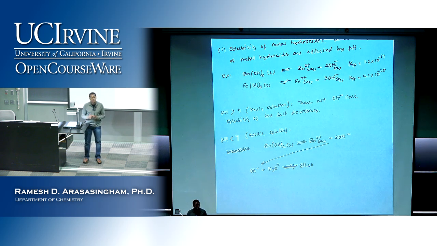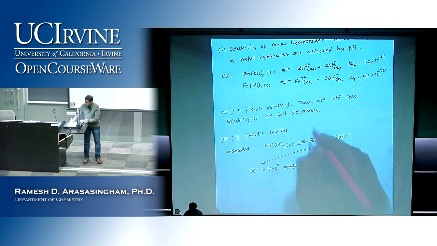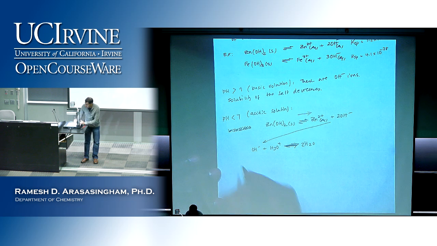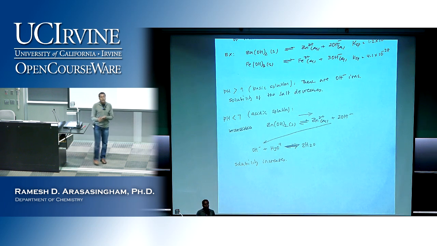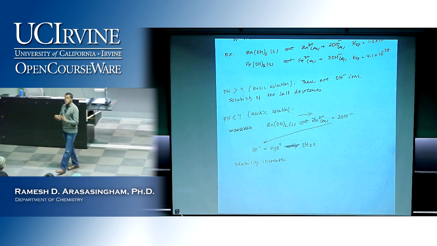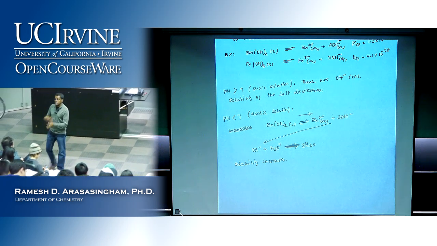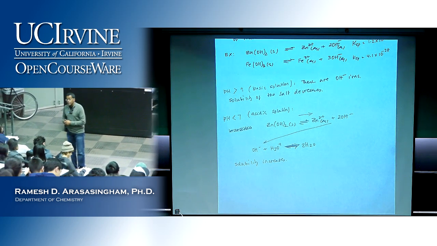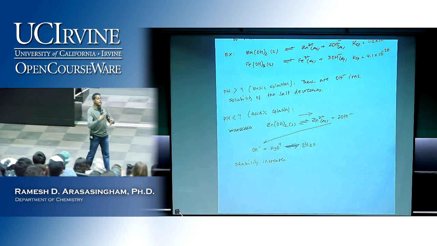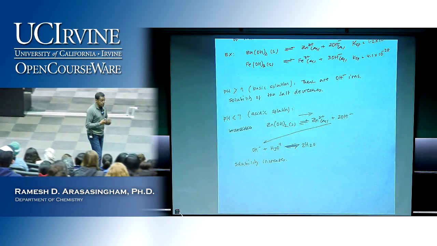So how is this equilibrium going to respond? It's going to move in that direction. So can you see that in acidic solutions, solubility increases? So if I wanted a hydroxide to dissolve, if I make the solution acidic, my metal hydroxide will dissolve. You see that? If I don't want my metal hydroxide to dissolve, if I make the solution basic, then it makes it more insoluble. Do you see that?